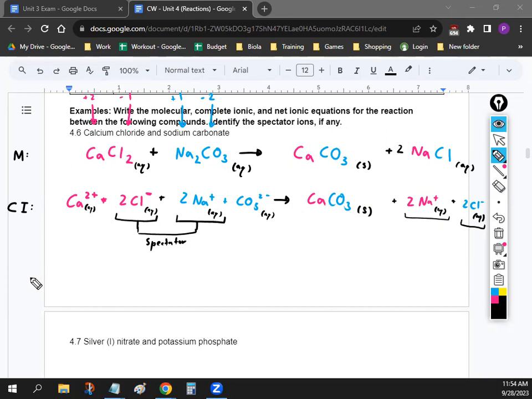All right, let's move on to our net ionic. So finally, for our net ionic equation, all we have to do is write down the useful ions, the ones that change, which is going to be Ca2 plus, aqueous, plus CO3 2 minus, which is also aqueous. And then they do change their solubility into a solid. And there you go. Those are your 3 types of equations for ionic compounds.